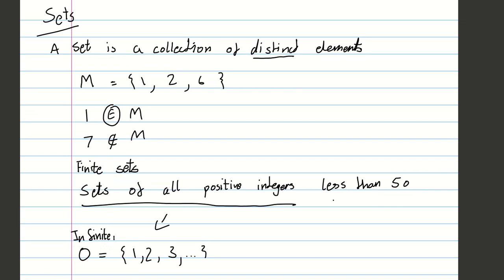And then the set of positive integers less than 50 is going to be N is equal to curly brackets 1, 2, 3, up to 49, because it has to be less than 50, not up to 50.